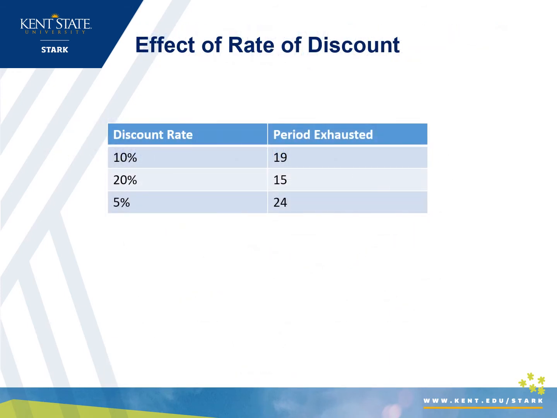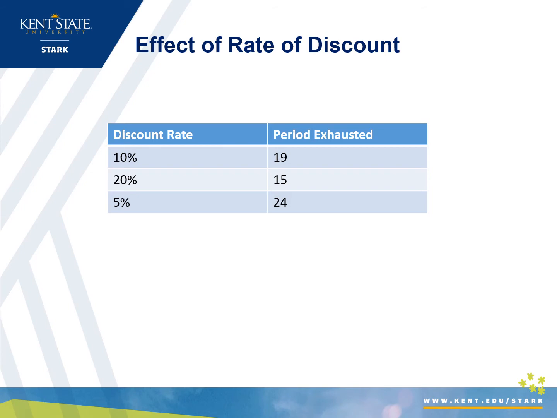Now here we can get some sense of how the rate of discount affects the time it takes to exhaust a resource. In this particular example, if I change the discount rate from 10% to 20%, that means that the price is going to be rising faster. It also means that the initial price will be somewhat lower. But still, when all of these net out, we end up taking 15 periods rather than 19 to exhaust. So at higher discount rates, we tend to exhaust the resource somewhat faster.